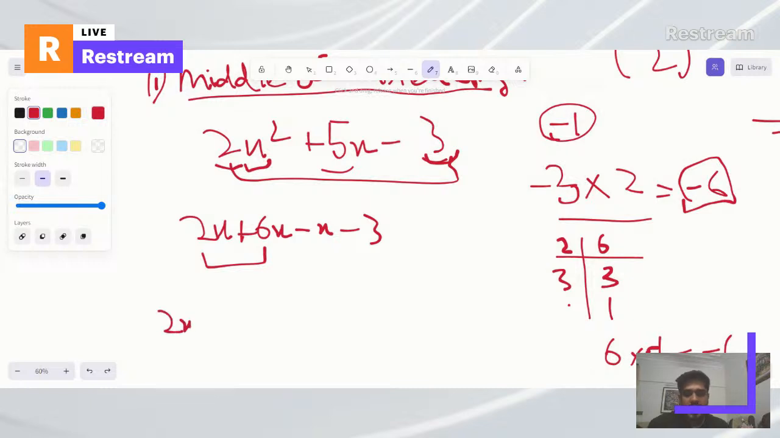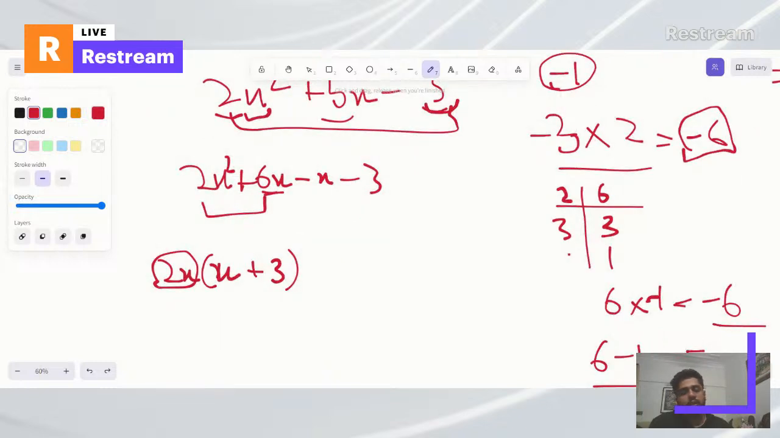There's 2 common, and x common. So I'm going to be left with x over here. Similarly, what times 2x makes 6x? It's 3, so 2x times 3 becomes 6x again. So I'm doing it correctly. Similarly, there's nothing common in the last two terms, so I'm going to take -1 common, and I'm left with x plus 3 again.